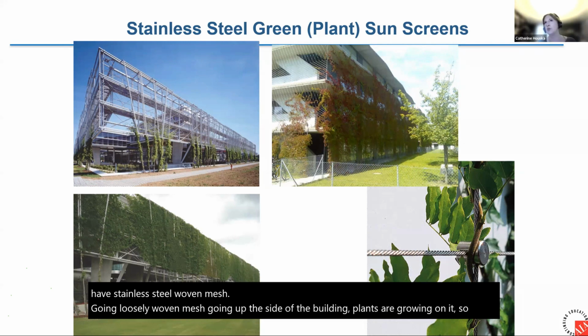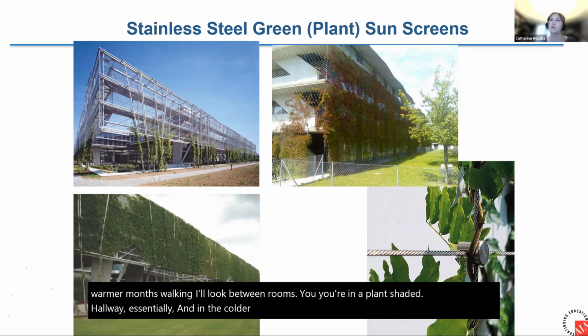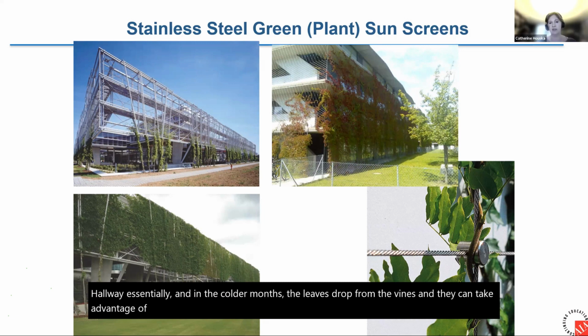So in the warmer months, walking up between rooms, you're in a plant shaded hallway essentially. And in the colder months, the leaves drop from the vines and they can take advantage of natural heating from the sun.